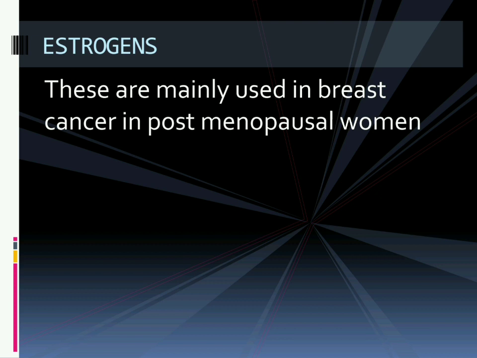Estrogens. These are mainly used in breast cancer in post-menopausal women. The effect of hormonal therapy is usually slow and the treatment should be continued for at least 8 to 10 weeks to get some positive result. These drugs are also used in the treatment of prostate cancer. Some synthetic estrogens are also used as drugs, which are as effective as the natural one but are much cheaper in cost.